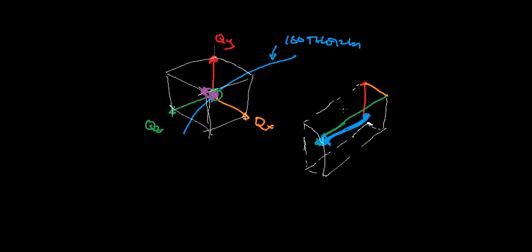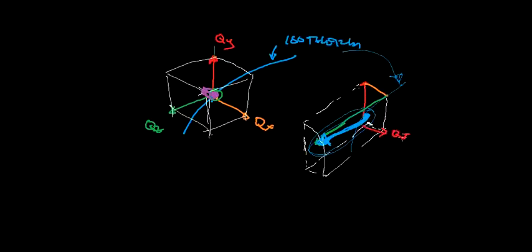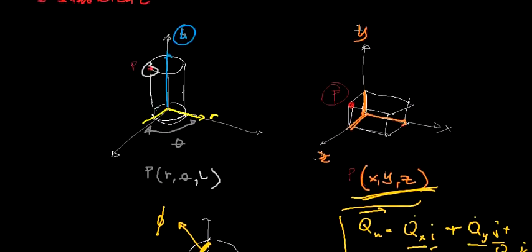So we can express this like any other vector. We can express our heat transfer vector as always normal to an isothermal surface, say this is our isothermal surface, and it can be resolved into its components. The components of this vector are our Qx component, our Qy component, and our Qz component. I hope you understand. I think that's all for this multidimensional heat transfer.